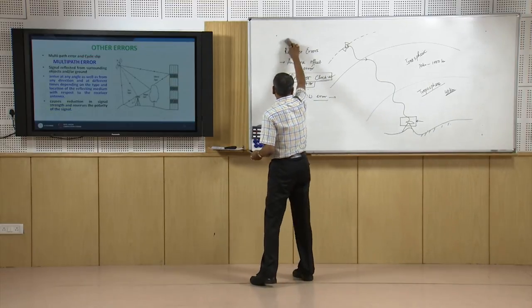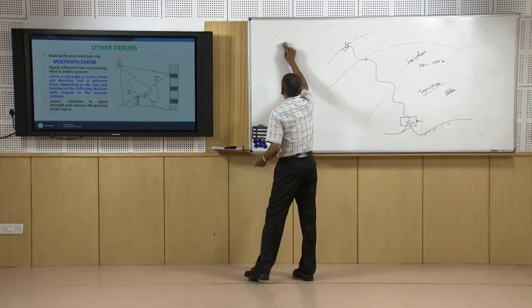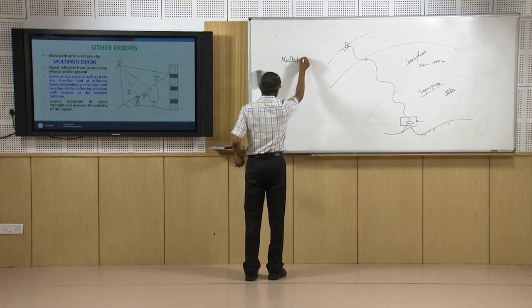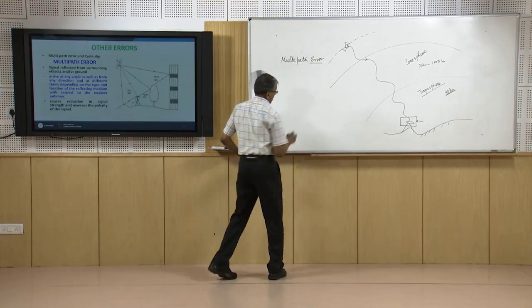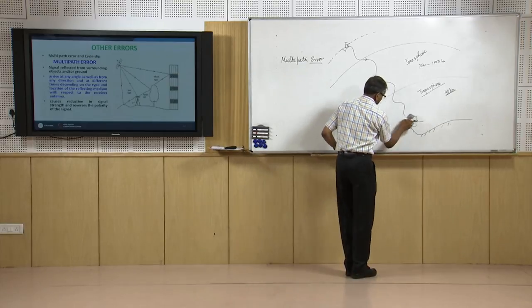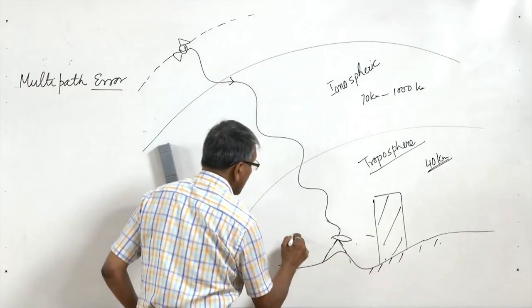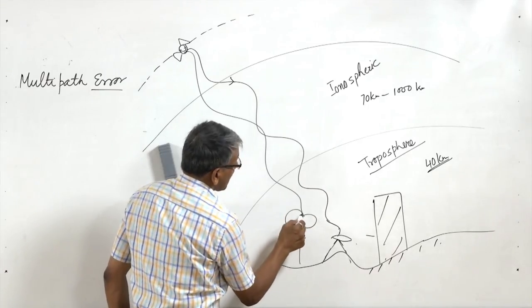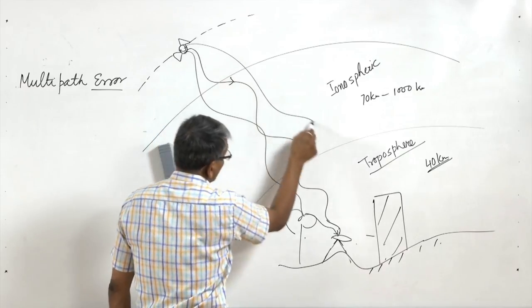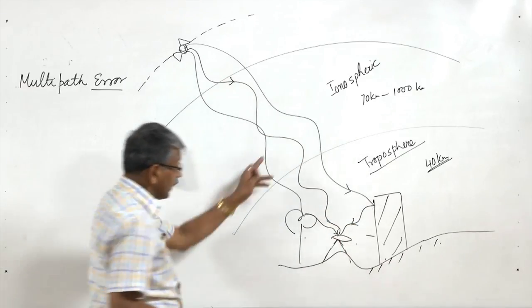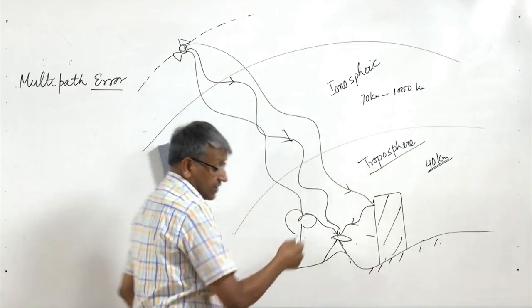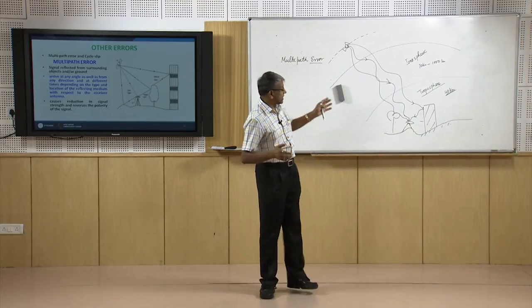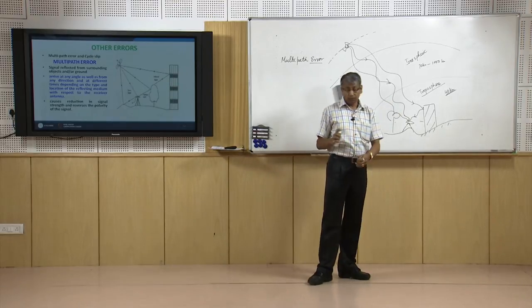Now other than that, there are two important errors which are to be taken into account. One is called multipath error. Actually, multipath error is caused due to presence of some trees or buildings around the GPS observation. What will happen is the signal will first come to the tree, and then it will reflect, or the signal will come from the building and then it will reflect. So along with the direct signal, some reflected signal will also come to the antenna, and the error caused due to this reflected signal is called multipath error.